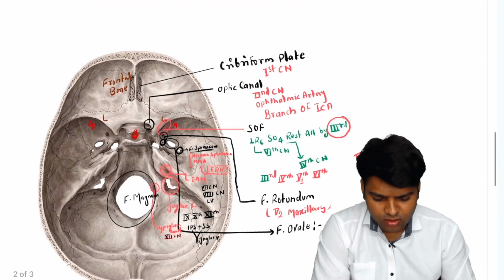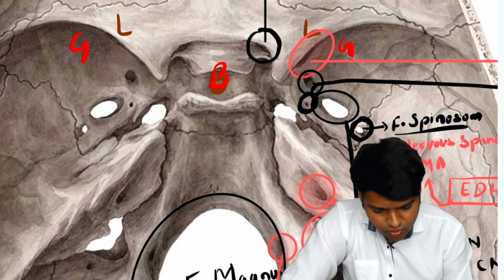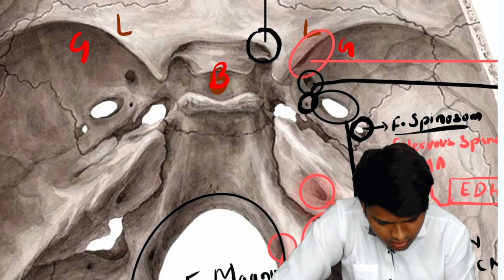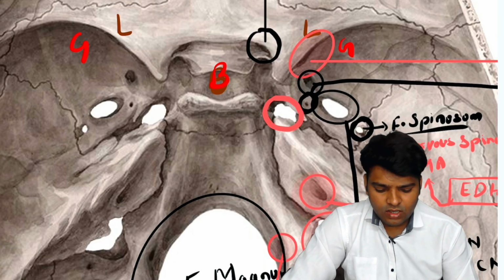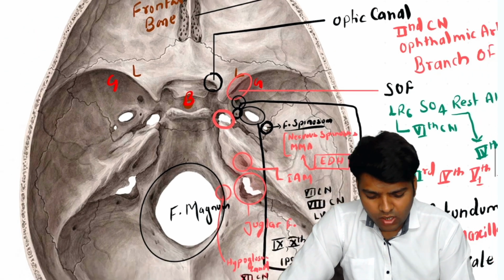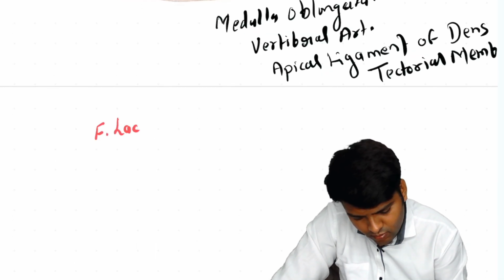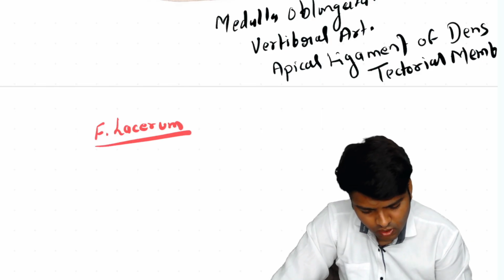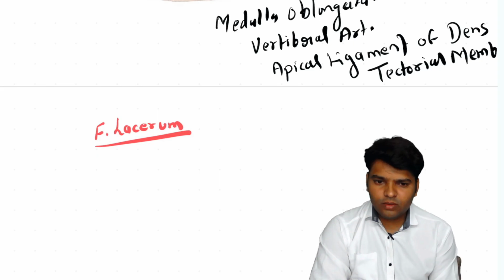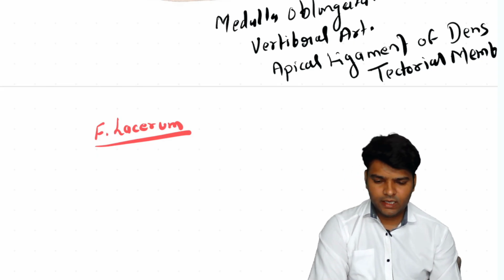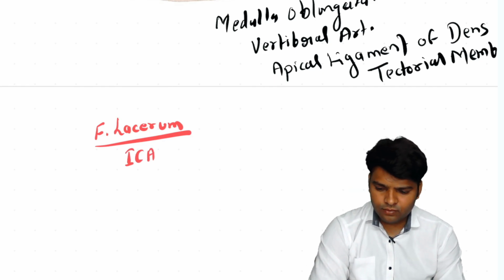But I think here is one more foramen, one more opening. You all are able to see this. This is the foramen lacerum. So I will write here about the foramen lacerum. What are the structures passing through the foramen lacerum? Actually, entering through the foramen lacerum is one structure, which is called the internal carotid artery.